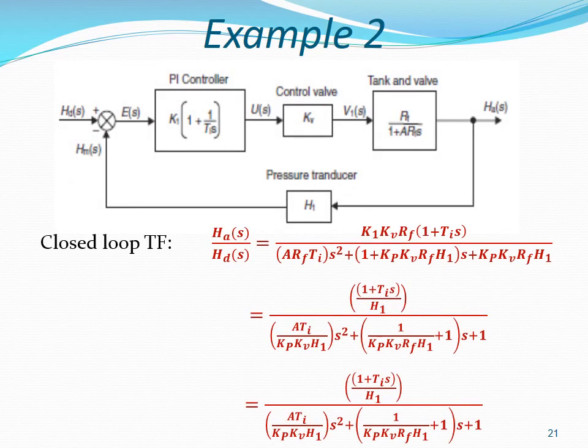This is the block diagram that represents the system. The tank, which is the process, is a first order system with the TF as shown. The actuator is a control valve with the TF as shown. The controller is a PI controller with the TF as shown. The feedback path is made up of a pressure transducer with the TF as shown. The closed loop TF of the system is worked out and it gives the expression that is shown on the slide.